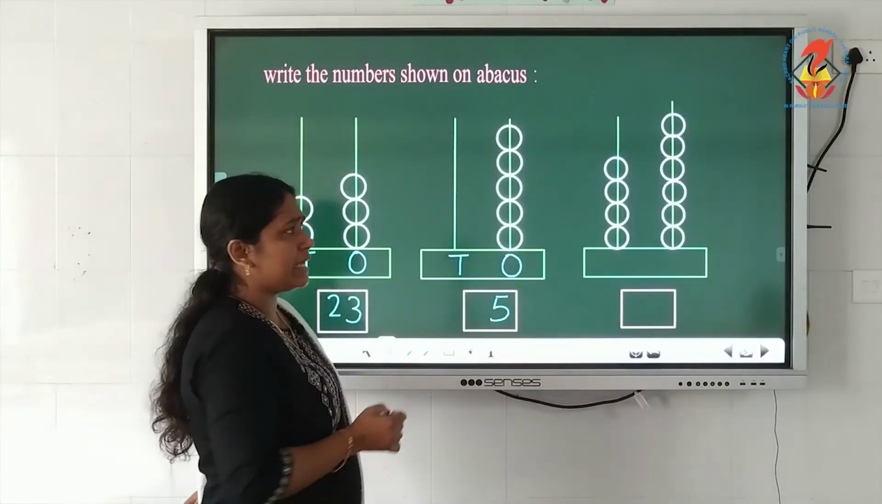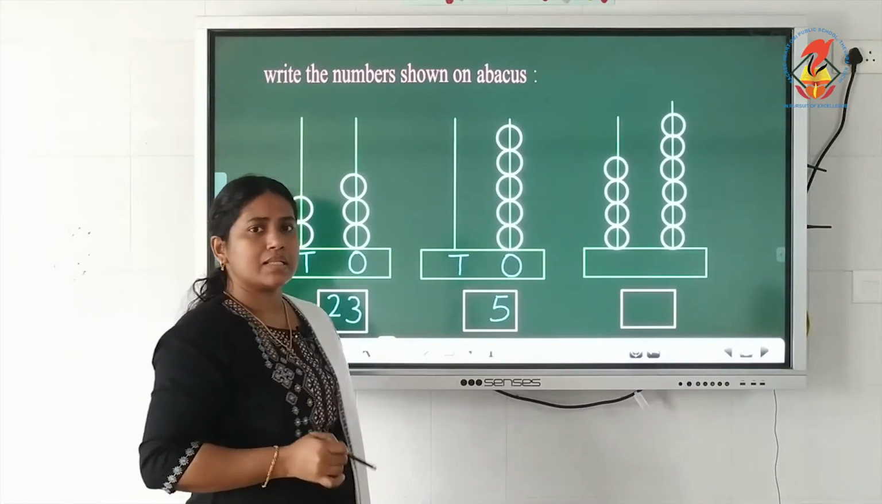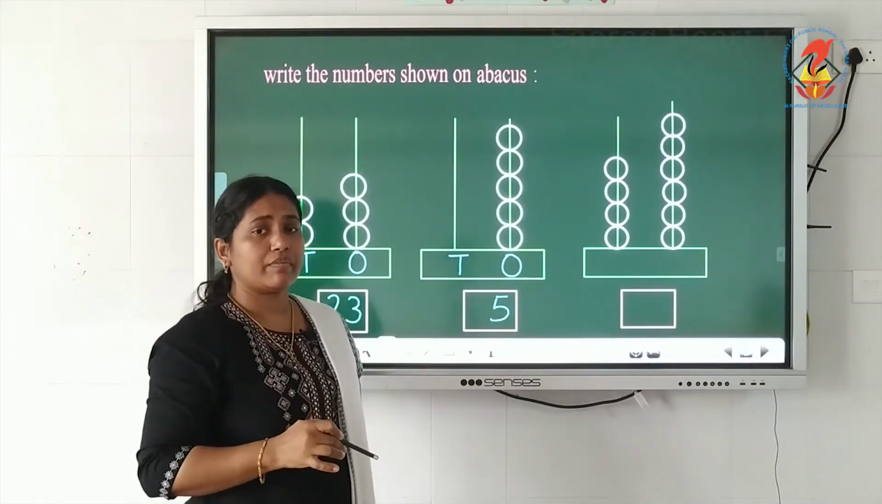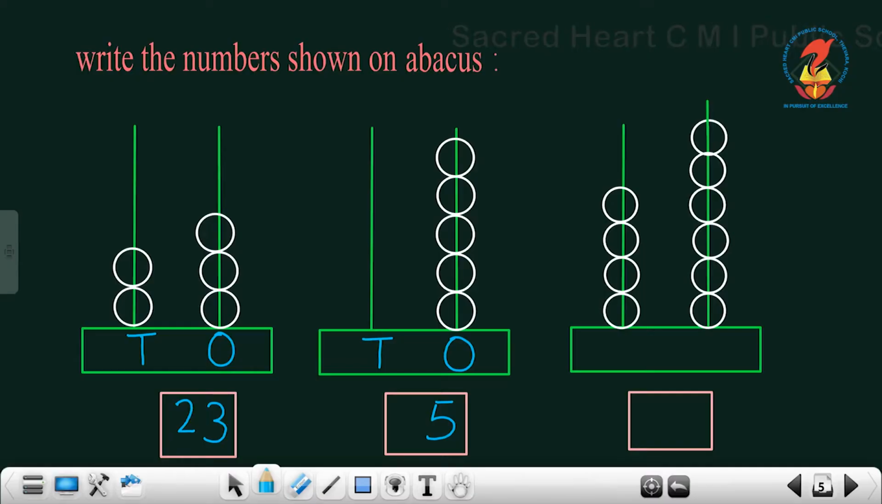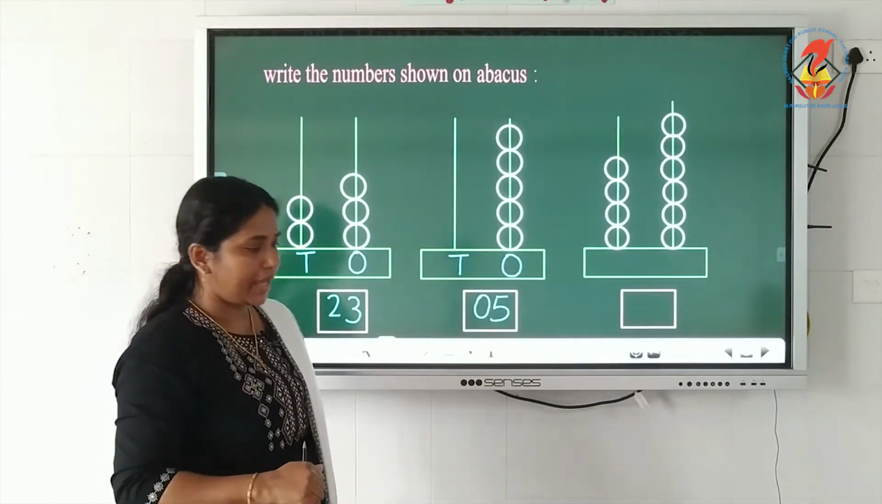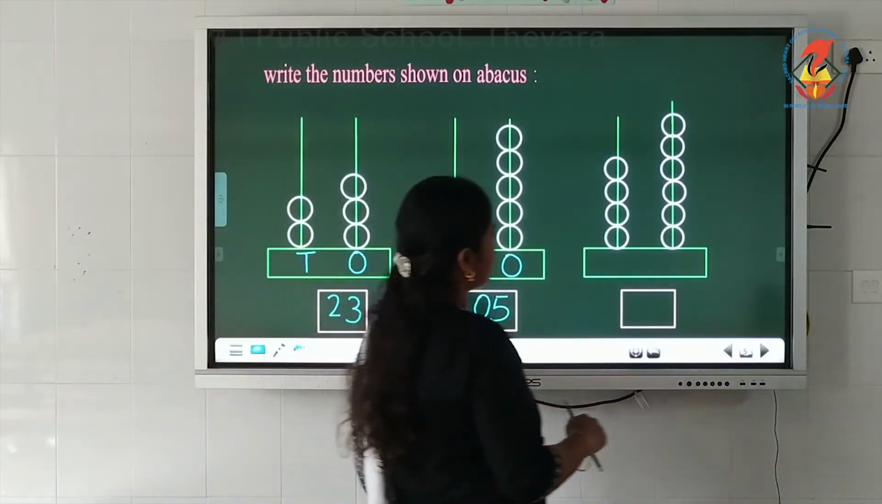Now look children, is there any bead on tens place? No, there are no beads on tens place. So what we will do? We have to write 0, 0 beads. So children, what is this number? 5. This is number 5. Okay. Now look at the next question.